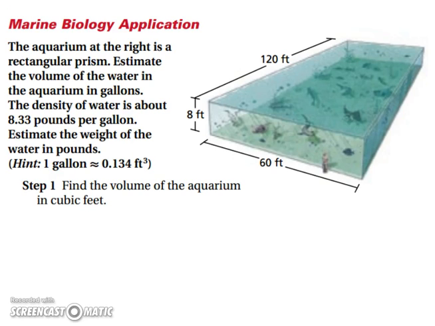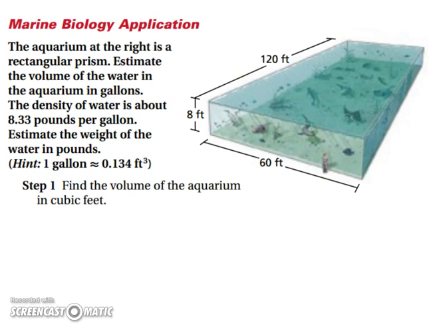Alright, the aquarium at the right is a rectangular prism. Estimate the volume of the water in the aquarium in gallons. Now, the density of water is about 8.33 pounds per gallon. Estimate the weight of the water in pounds. Hint: 1 gallon equals 0.134 feet cubed. And your step 1 would be to find the volume of the aquarium in cubic feet. Take a moment and try this one on your own, and then we'll try it together.